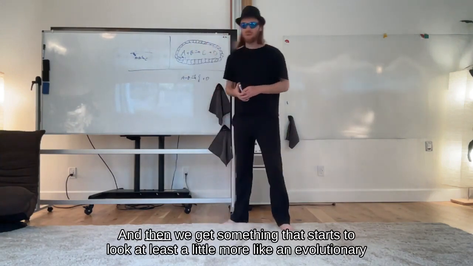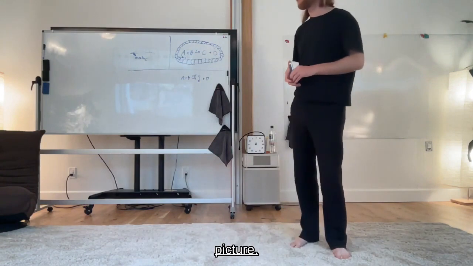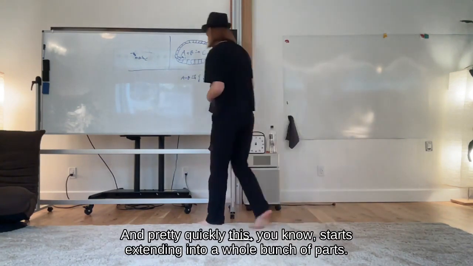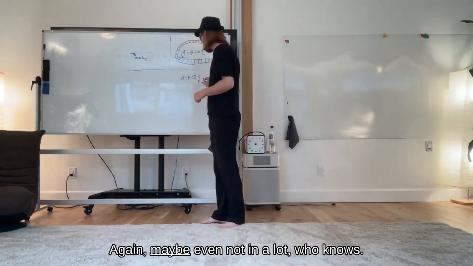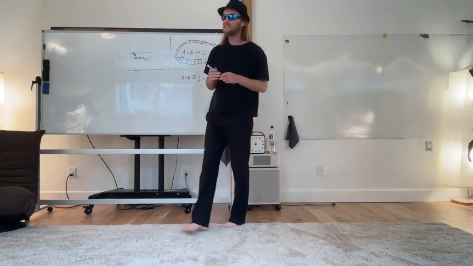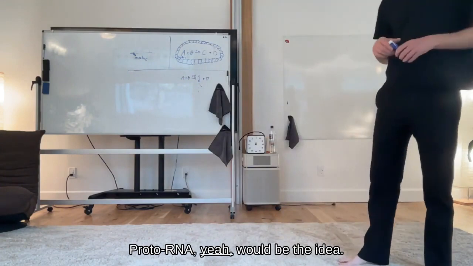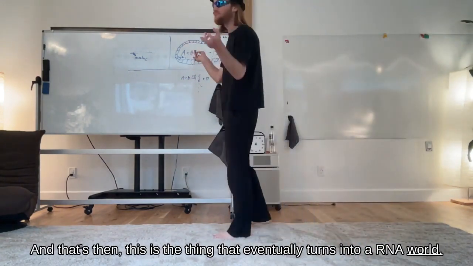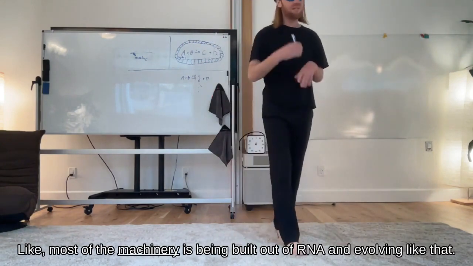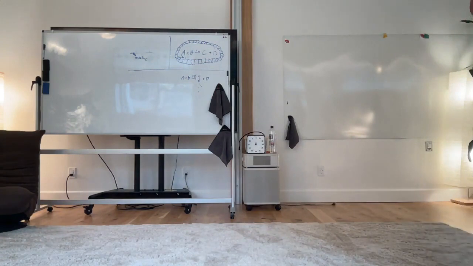Yeah. And then we get something that starts to look at least a little more like an evolutionary picture. And pretty quickly this starts extending into a whole bunch of parts. Again, maybe even not in a lot, who knows. And this is RNA, or proto-RNA. Proto-RNA, yeah, would be the idea. And this is the thing that eventually turns into an RNA world, where most of the machinery is being built out of RNA, and evolving like that.